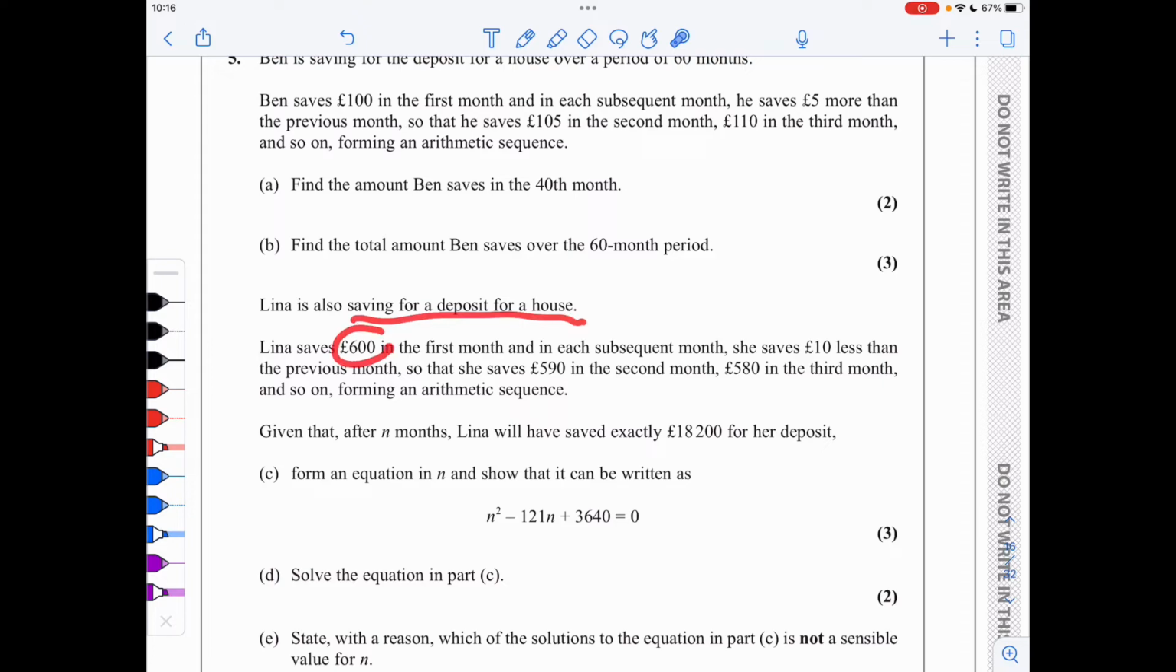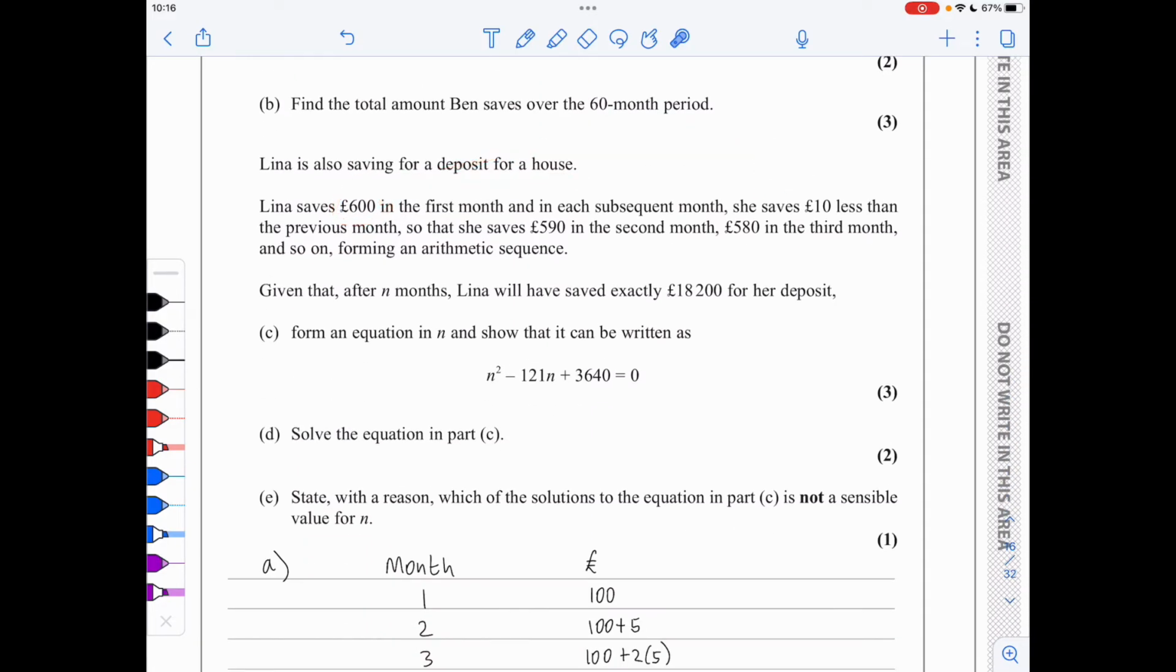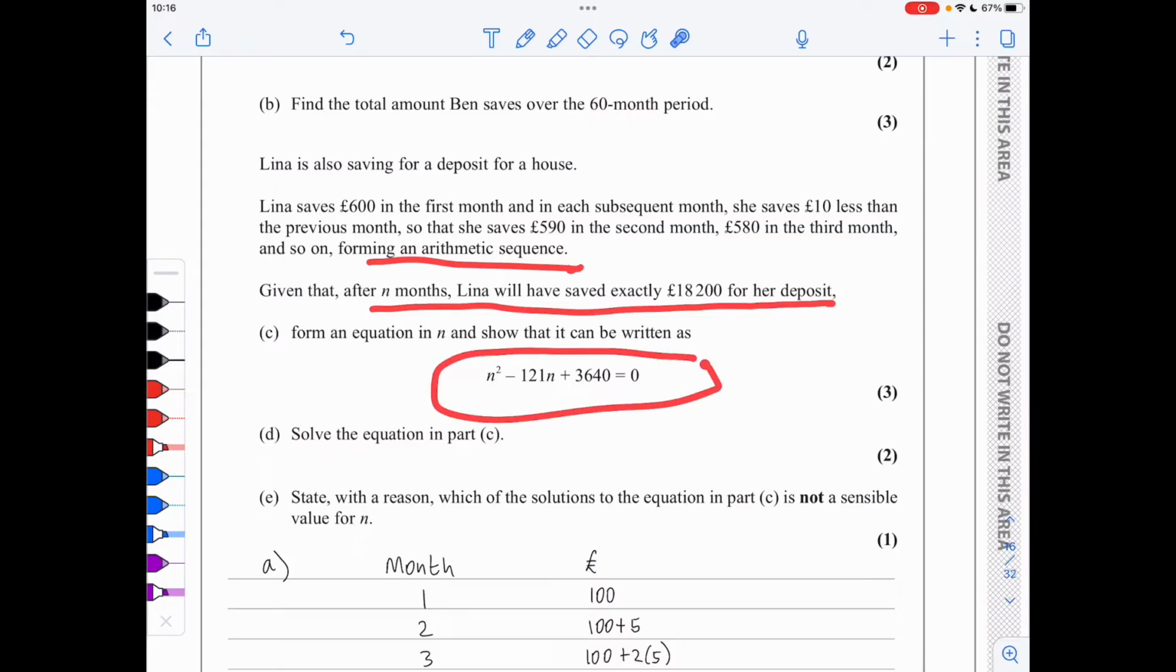Now we've got Lina, who's also saving for a deposit for a house in a different way. She starts off by saving £600 in the first month, and this amount drops by £10 each month. So we've got the formation of a second arithmetic sequence, and given that after n months she has saved exactly £18,200, we need to show that this equation in n holds true.